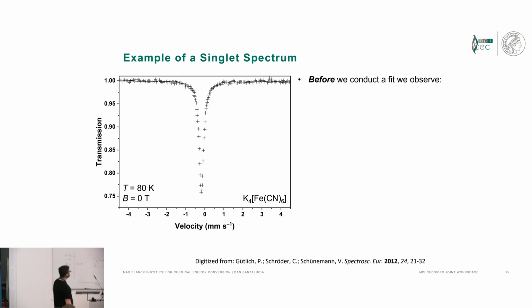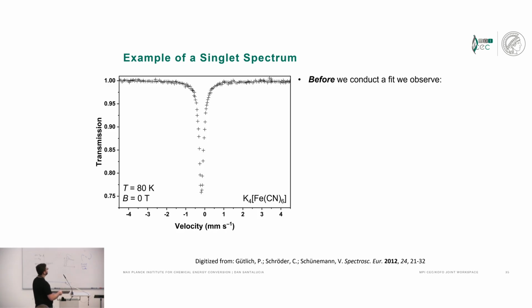Now, let's look at what an actual spectrum looks like. I'm going to admit that this is an incredibly unusual iron Mössbauer spectrum, and that it's an example of a singlet spectrum. We'll see later that the vast majority of zero-field Mössbauer spectra are what we call doublets, and I'll explain why. This was collected at 80 Kelvin. It's an iron 2 hexacyano compound, so it's low spin iron 2.